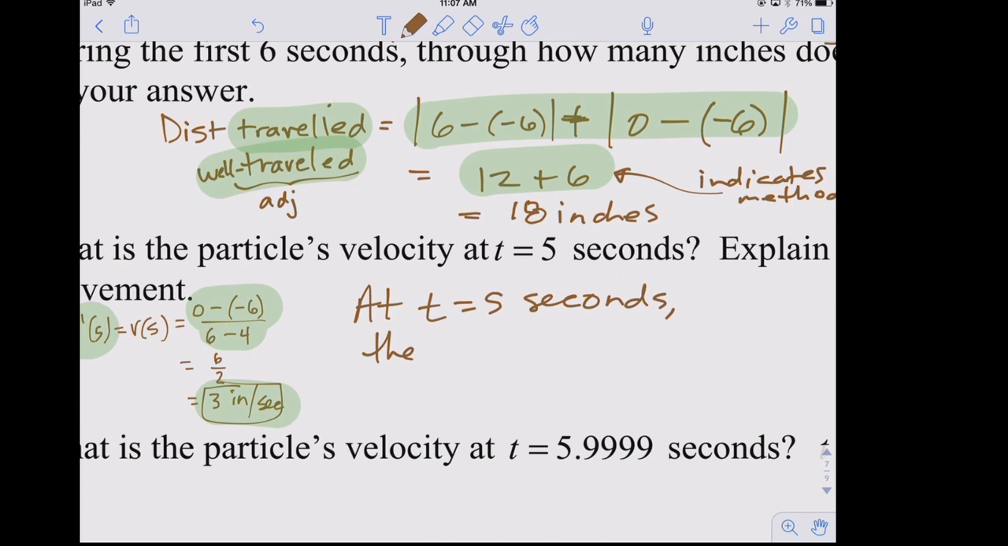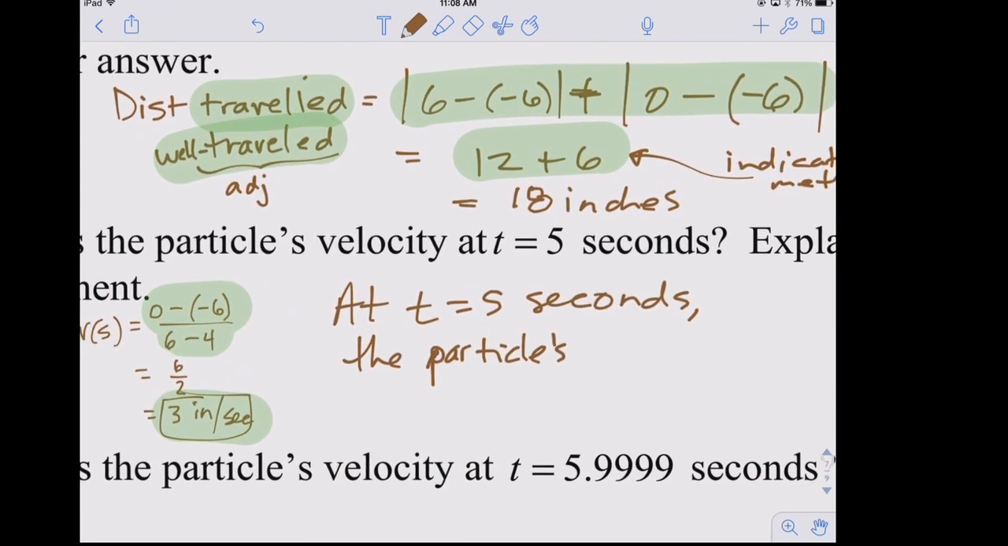The particle, now you could say the particle's position is increasing, but that's kind of vague. Particle's position is increasing, yes, but that means that the particle's moving up or down. Which one? The particle is moving up. So the particle, let's not use a contraction there so we don't get confused with possession. Let's just say the particle is moving up or upward.